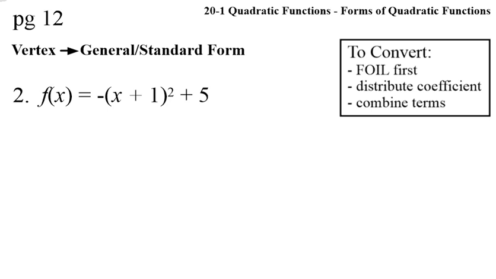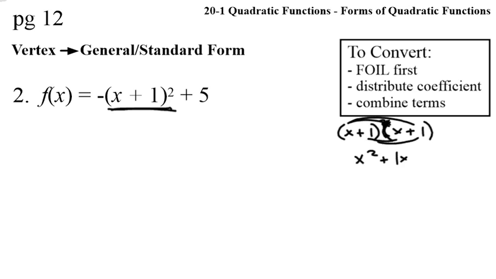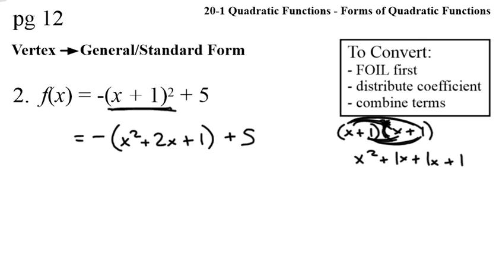So again, do the FOIL first. Remember, x plus 1 squared means it's x plus 1 times x plus 1, which requires FOIL. X squared, 1x, 1x, 1 times 1 is 1. So we finish with negative bracket x squared plus 2x plus 1, and we still have the plus 5.